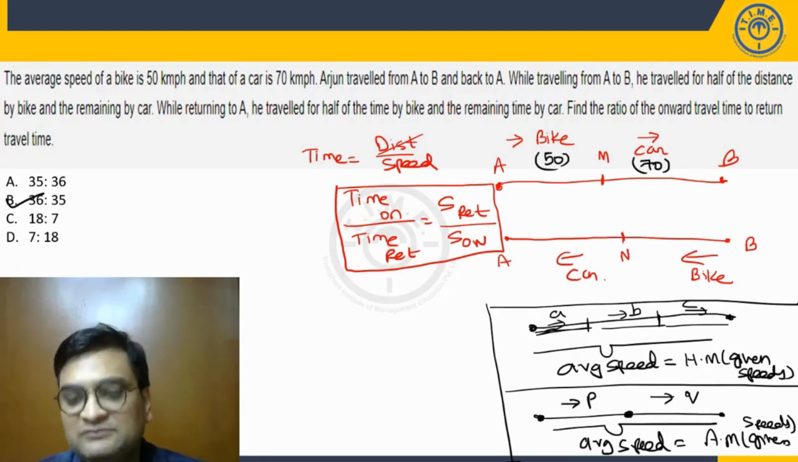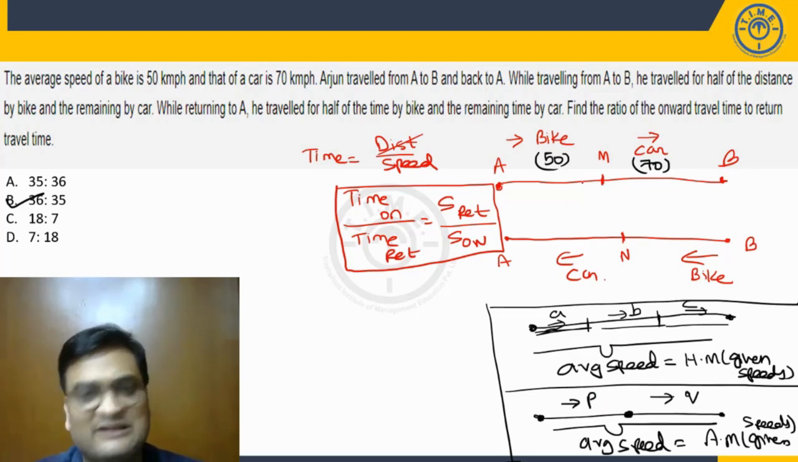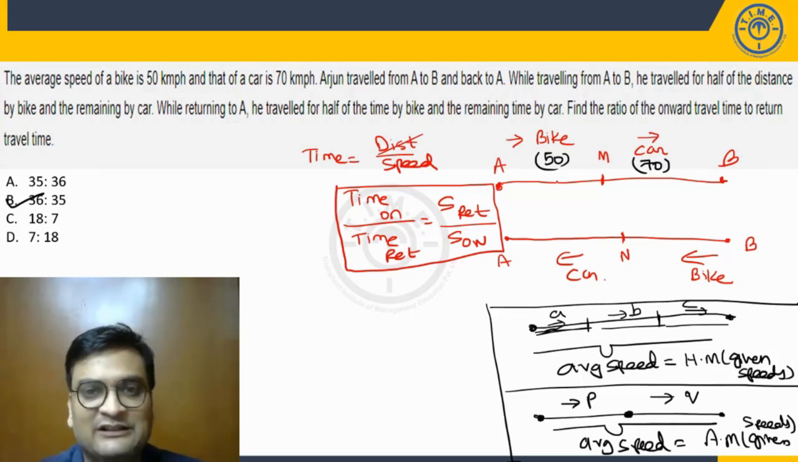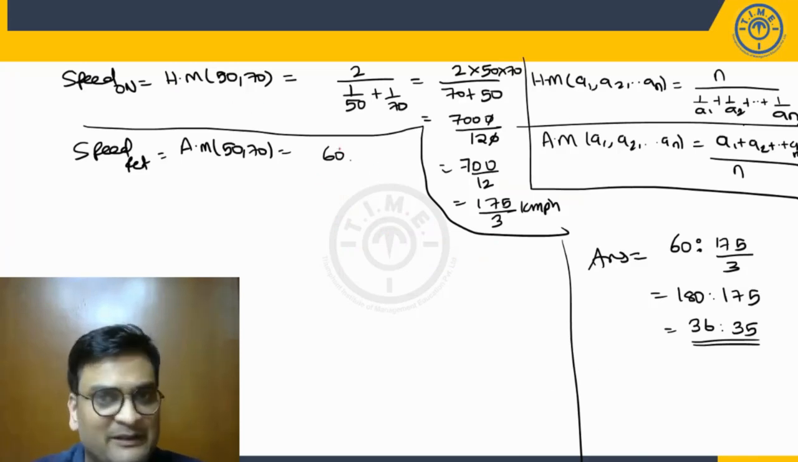I hope these points are clear. These very basic points are very useful when you solve questions like this. You can solve this question in a matter of a minute if you know these rules, because the harmonic mean can be directly applied, the arithmetic mean can be directly applied, and the ratio of these two is the answer.